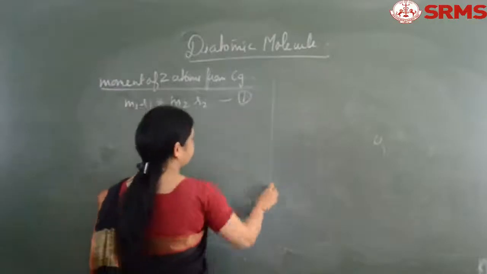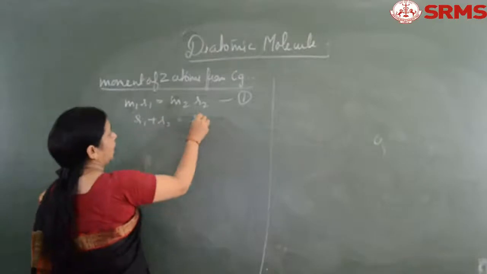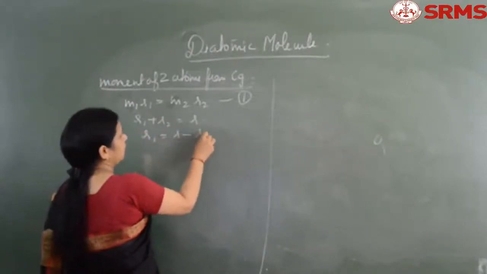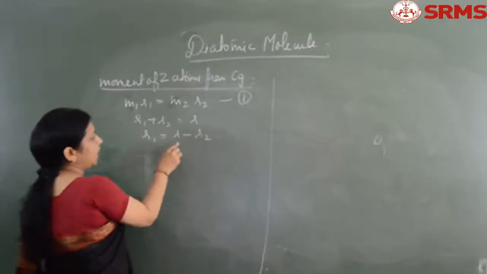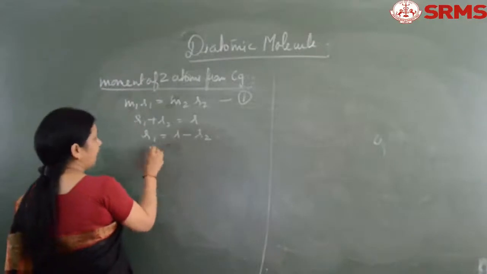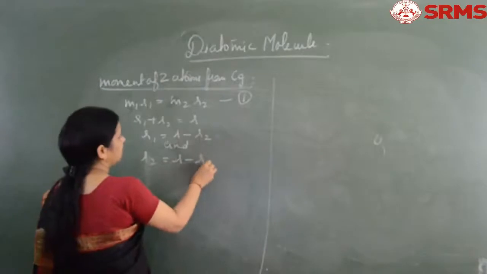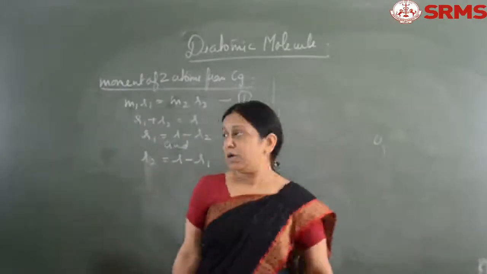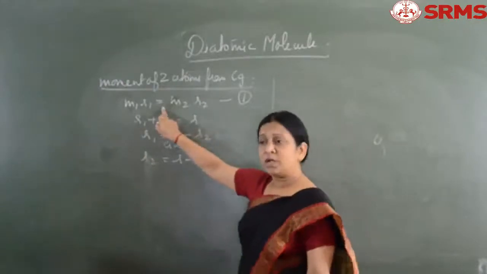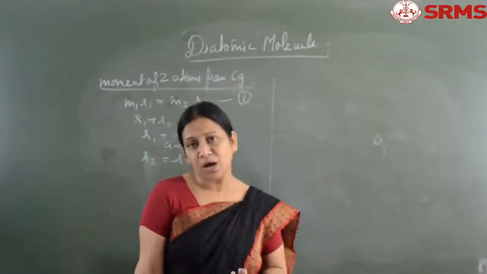Now we can take r1 plus r2 is equal to r. So we can write this equation in terms of r1 as well as r2. So r1 is r minus r2, and r2 will be r minus r1. Now if I put the values of r1 and r2 one by one in this first equation, I will get the value of r1 and I'll get the value of r2.